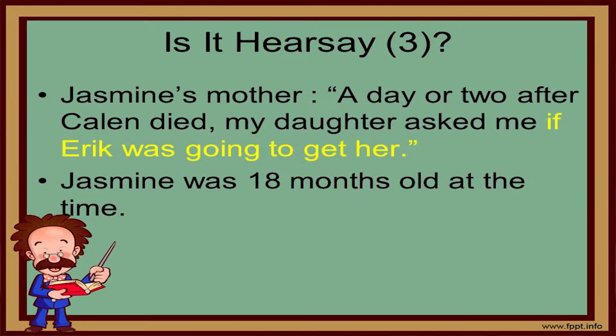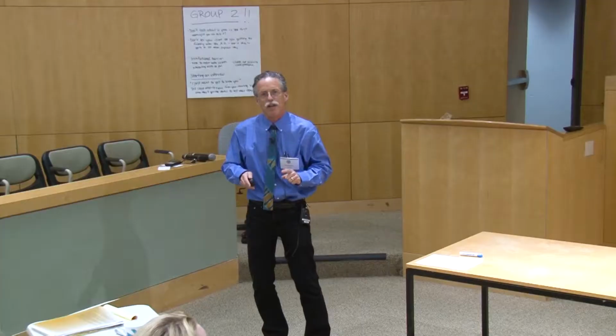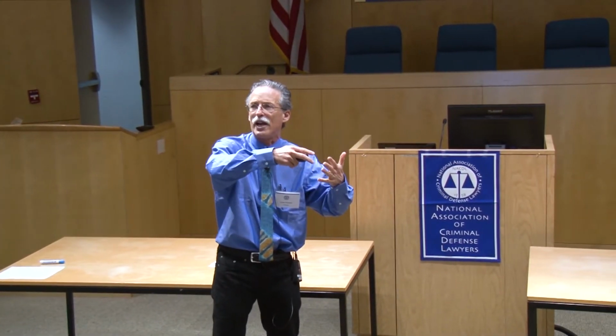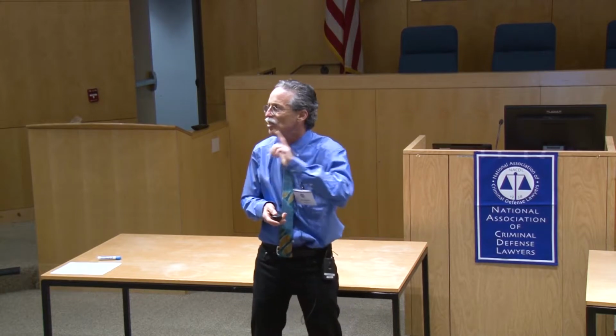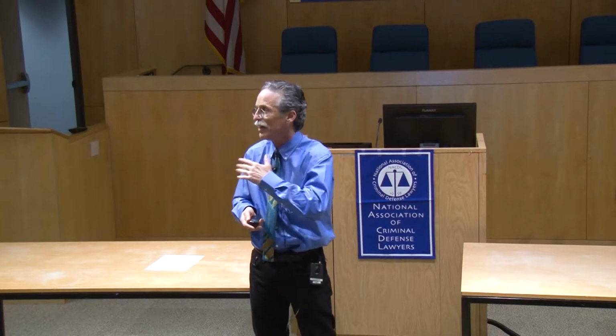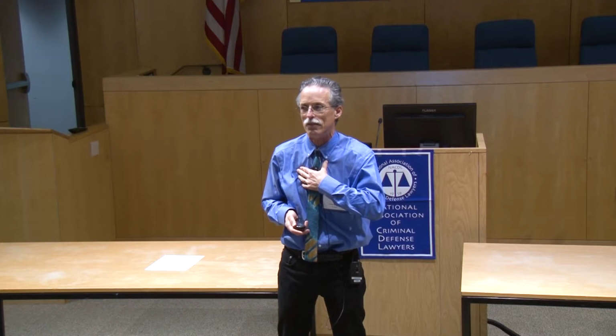This is a really difficult case. So I'm going to take a minute and talk about it. This is a murder case out of Maryland. Eric babysat 2 children. One dies. And of course, the concern is Eric's charged with murder because the injuries that caused the death could have occurred while the child was in Eric's care and custody. Jasmine's the other child. This is Jasmine's mother's testimony at trial. A day or two after Kaylin died, Jasmine, my daughter, said to me, "Mom, is Eric going to get me?"